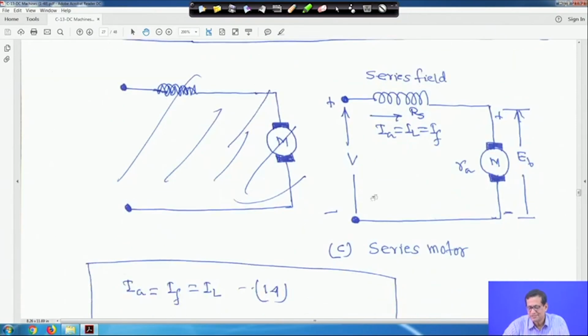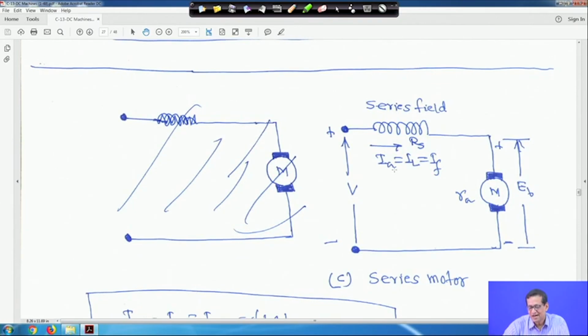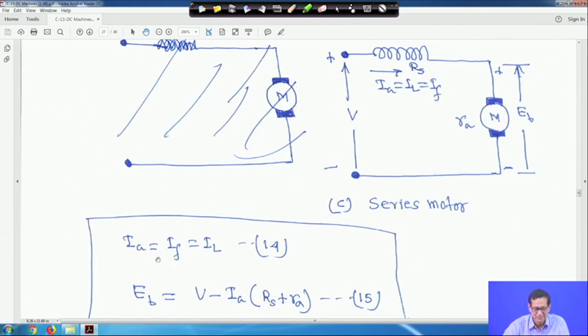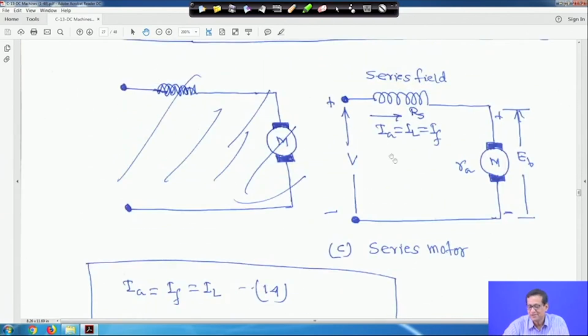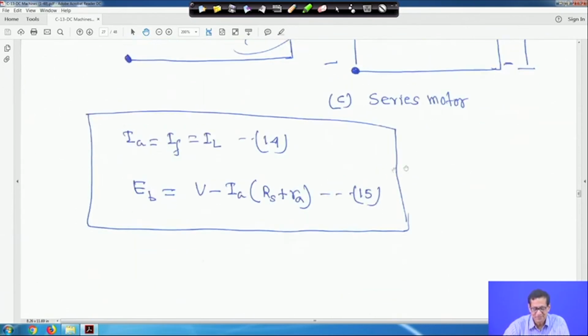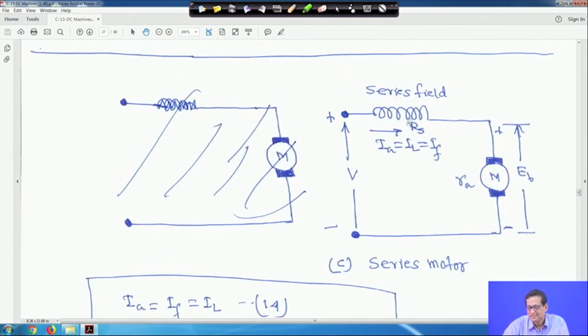For the series motor, the series winding is in series with the armature. In that case, armature current is equal to load current is equal to field current. Here the series field is in series with the armature, and this is the back EMF and this is V. This is the series motor. If you apply KVL here, with RS as the series field resistance, you will get EB is equal to V minus IA into RS plus RA.